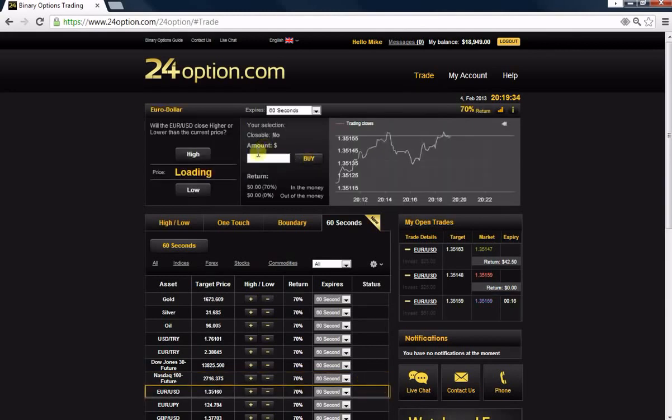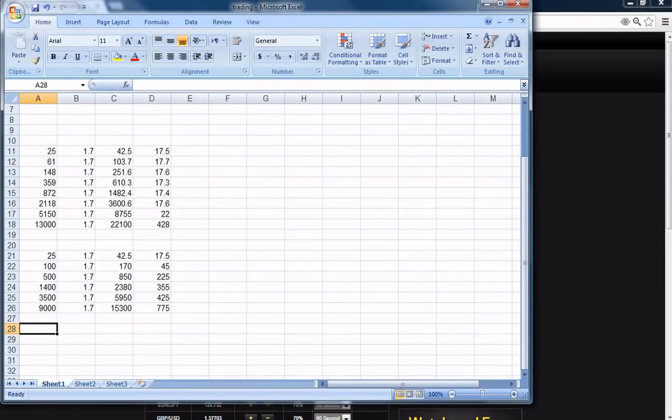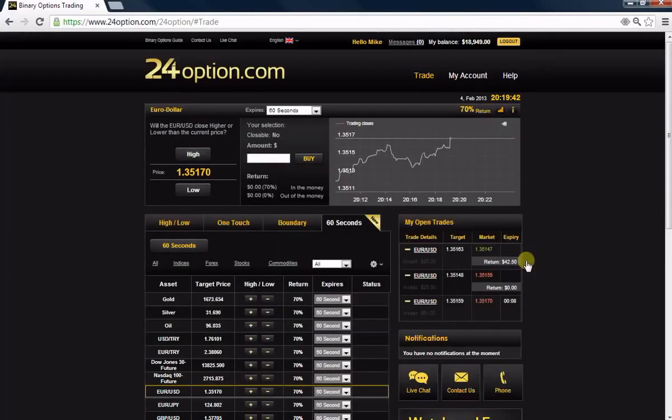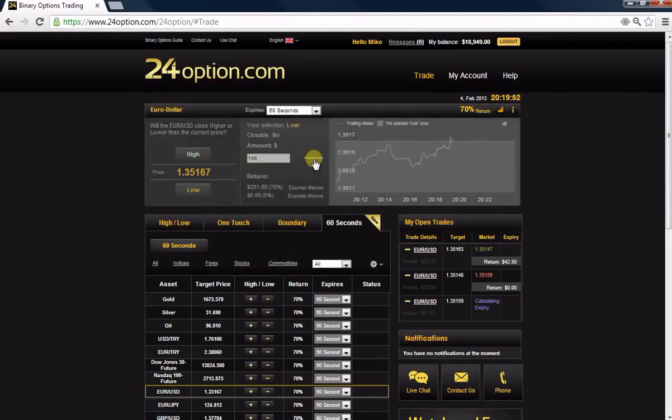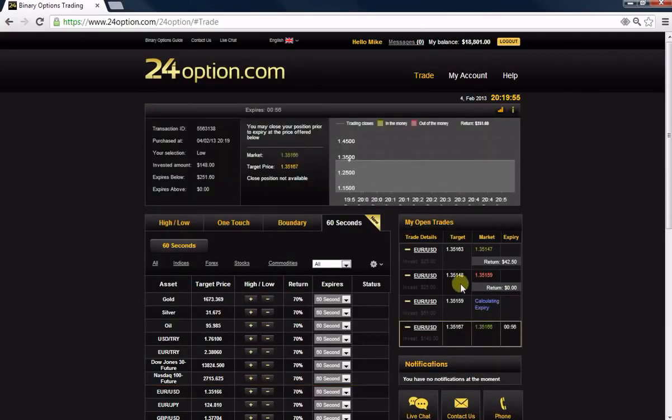So we're going to get the next trade ready. We have 15 seconds. It's hovering around our point. The next trade that we want to do is $148 in order to make a $17 profit. Okay, looks like we're going to lose this one as well. I'm going to put in the 148.